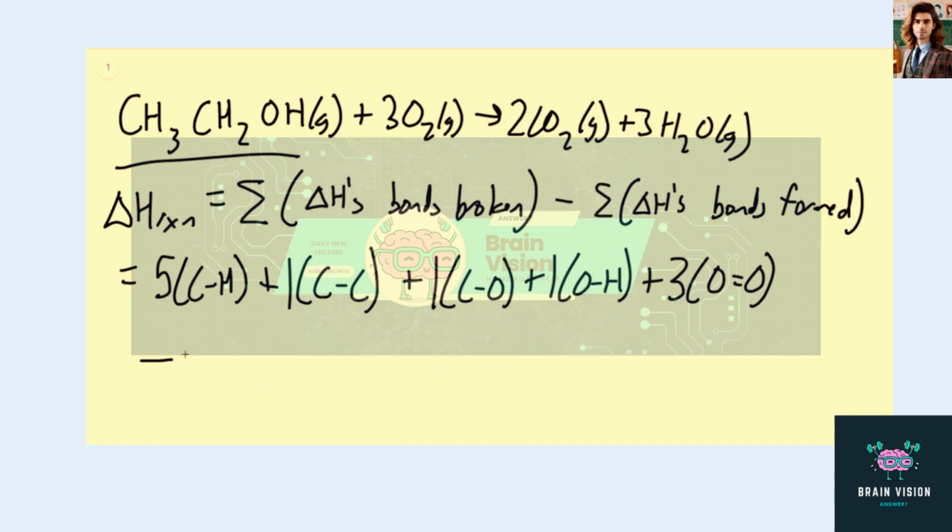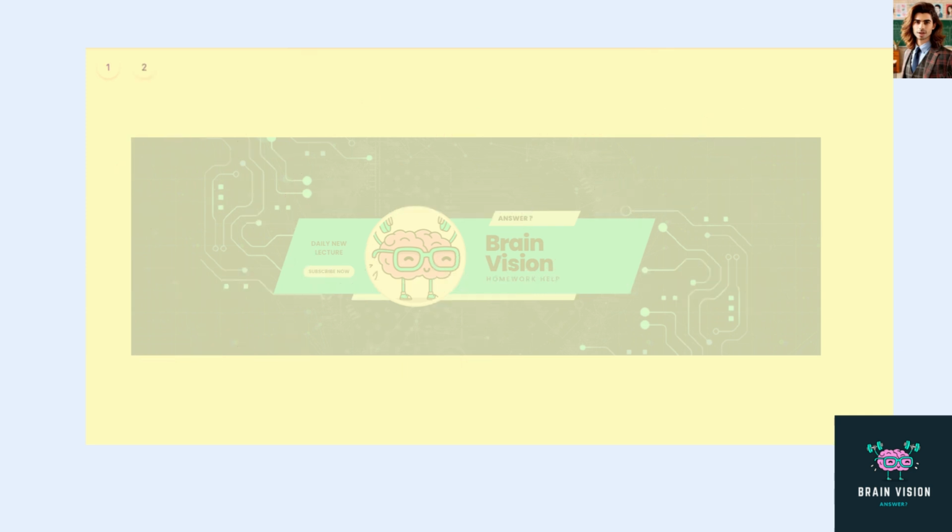And then we subtract our bonds formed, which we're forming 4 CO double bonds, 2 from each of our CO2s. And then we'll also subtract our 6 OH single bonds that we're forming, 2 from each of our H2Os. And so I will go to the next page and plug in all of these numbers. And these are just the standard bond enthalpies for these bonds.